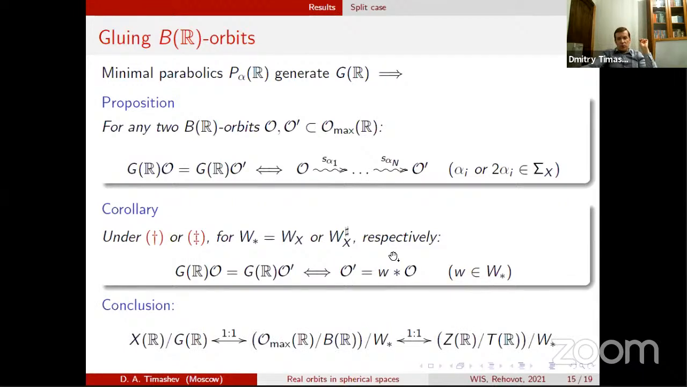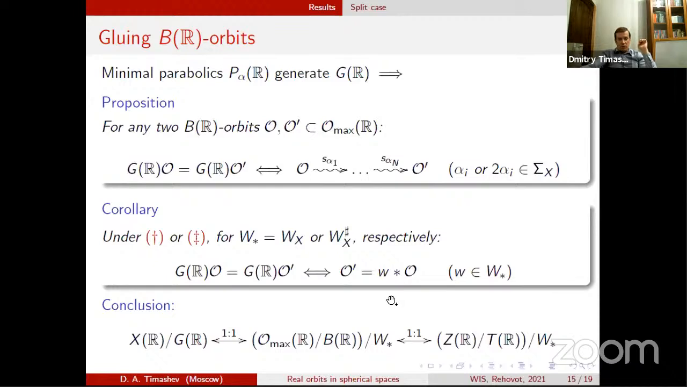And finally, we get the conclusion which I formulated, which I announced in the main theorem. That is, the set of real G orbits in the real locus of X is in a one-to-one correspondence, well, first with the set of orbits for this little or very little Weyl group on the set of open real Borel orbits, or as I explained before, with the set of orbits for this little or very little Weyl group on the set of real torus orbits in the real locus of the slice.